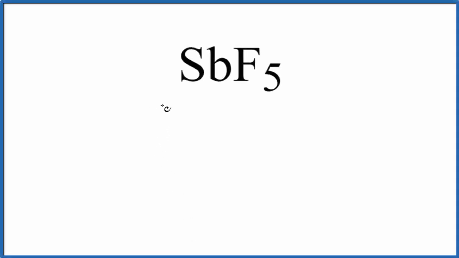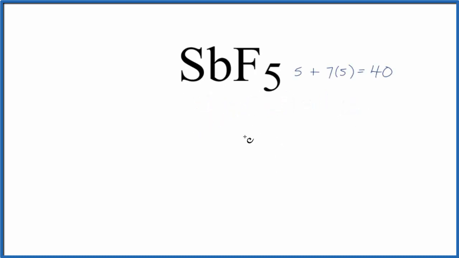In this video, we'll write the Lewis structure for SbF5. So the first thing we need to do with Lewis structures, we need to count the valence electrons up. So antimony, that has 5 valence electrons. It's in group 15, sometimes called 5A. And then fluorine, group 17, sometimes called 7A, has 7, but we have 5 fluorine atoms. Multiply that by 5. So 5 plus 35, that gives us 40 total valence electrons for the SbF5 Lewis structure.